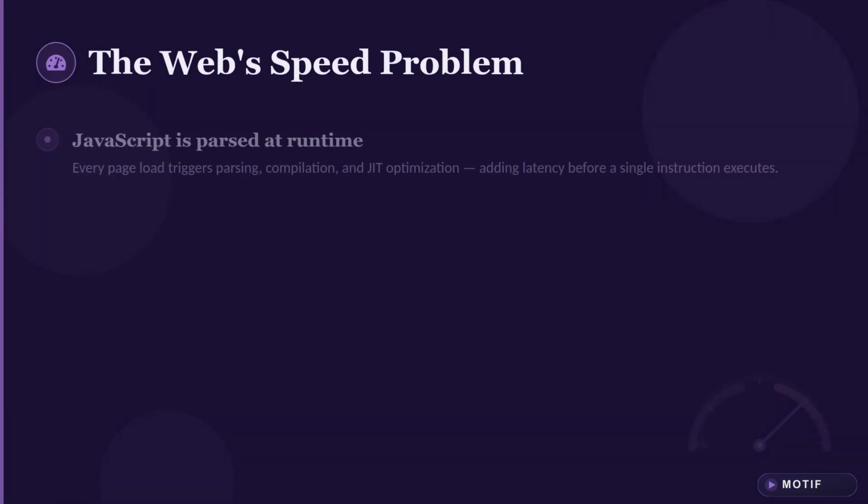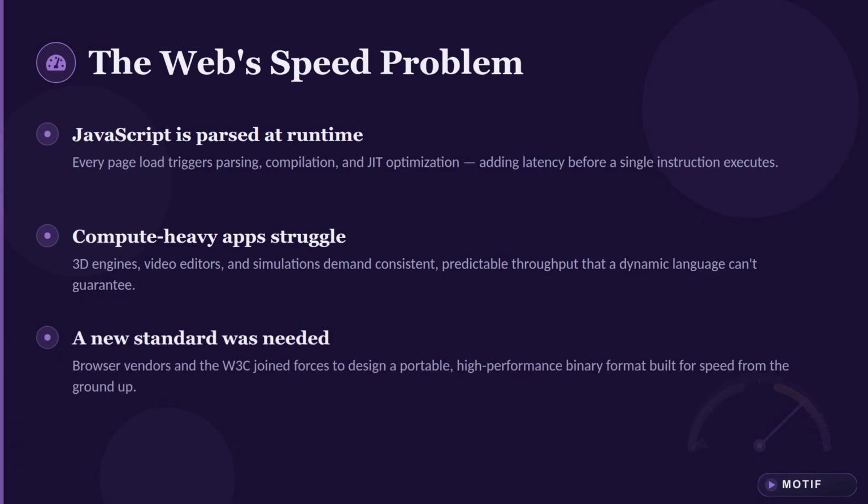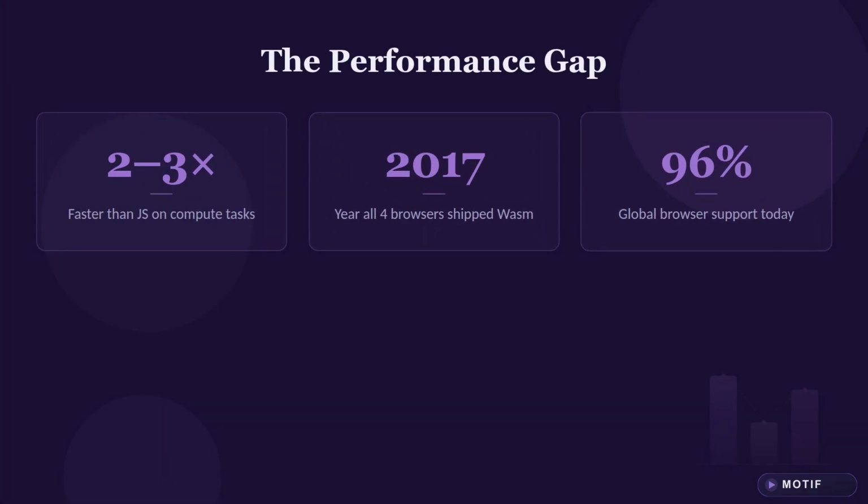speed. JavaScript is a remarkably capable language, but it carries a fundamental overhead. The engine has to parse your source code, build an abstract syntax tree, compile it, and optimize it, all at runtime while you're waiting. For lightweight apps, this is fine, but for heavy 3D rendering, video processing, or scientific simulations, JavaScript hits a wall. Browser vendors spent years trying to make their JIT compilers faster, but they were fighting the wrong battle. The numbers tell a stark story.